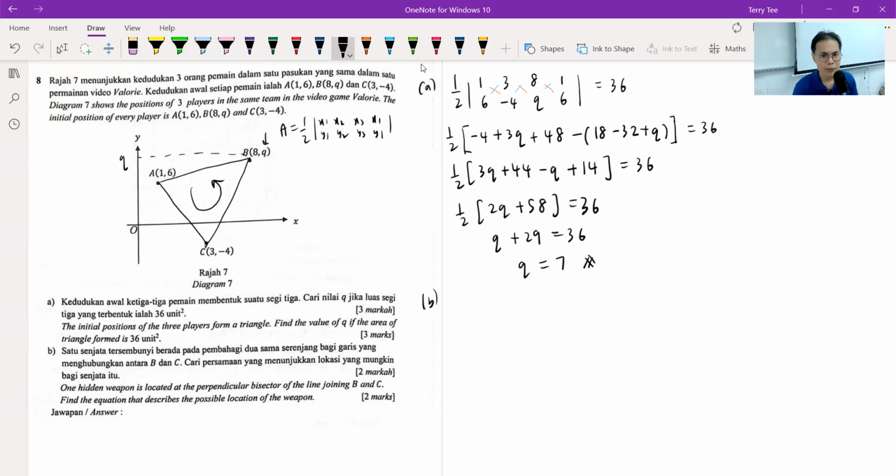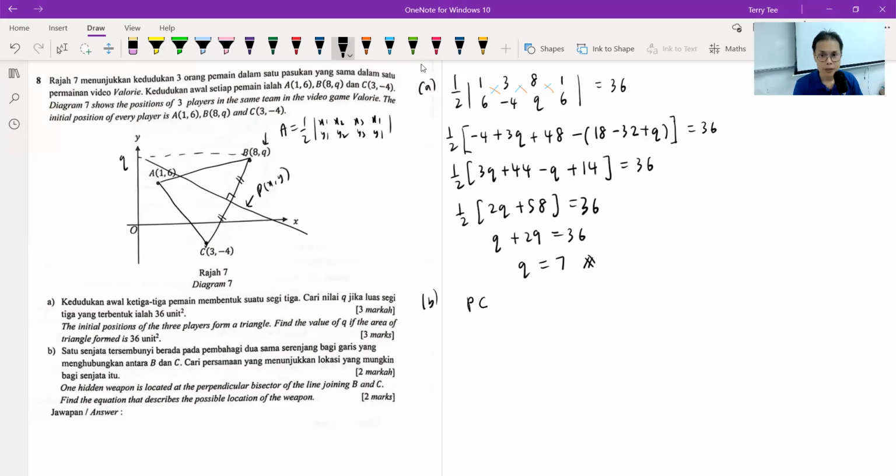Okay, second part. One hidden weapon is located at a perpendicular bisector of line joining BC. Find equation that describe the possible location of the weapon. Okay, there are two ways to look at it. You can actually go and form equation of perpendicular bisector, or we can use equation of locus. So I think locus is a little bit shorter, so I'm going to use locus here. We know in order for it to be on the perpendicular bisector of BC, we can use locus of point P. We can call it P(x, y). It's a moving point such that it passes through the midpoint of BC and perpendicular to it. We call it a perpendicular bisector.